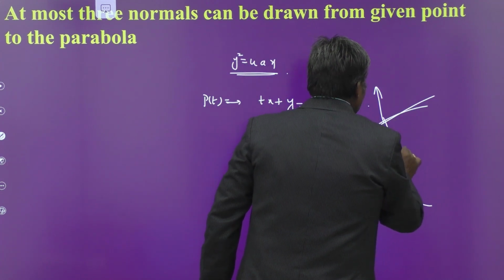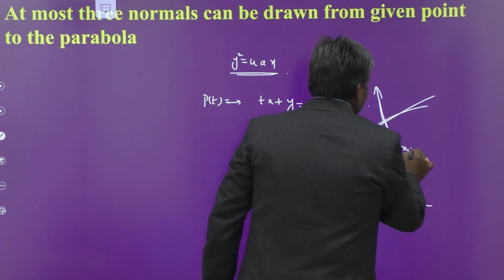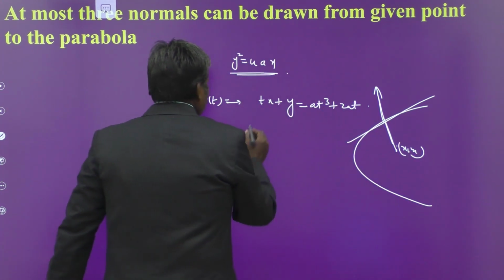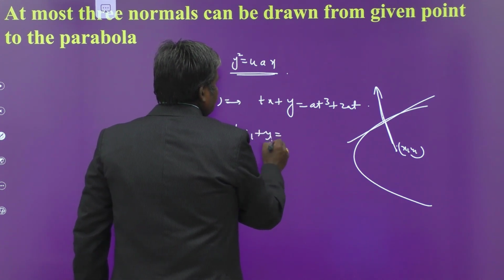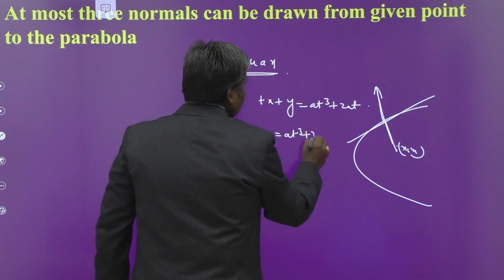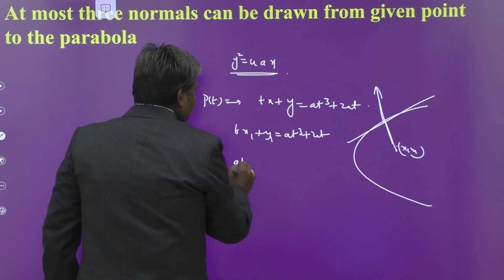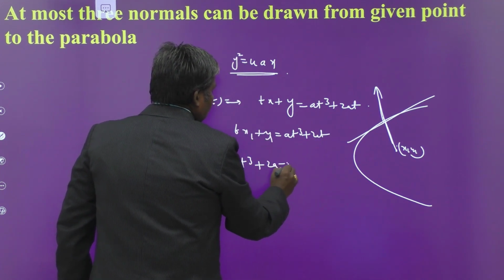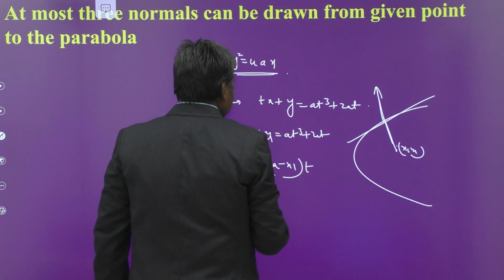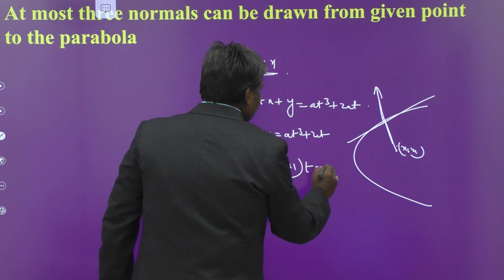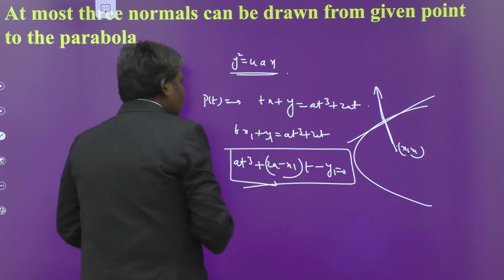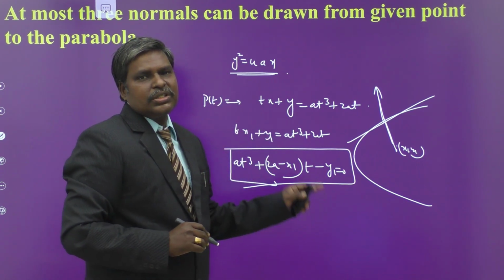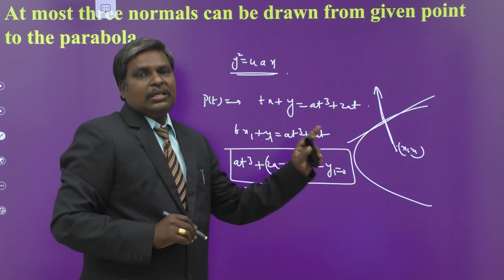If it is passing through my point (x1, y1), then what happened? tx1 + y1 = at^3 + 2at. That means at^3 + (2a - x1)t - y1 = 0. Clearly, it is a cubic equation in t. It has 3 roots, say t1, t2, t3.